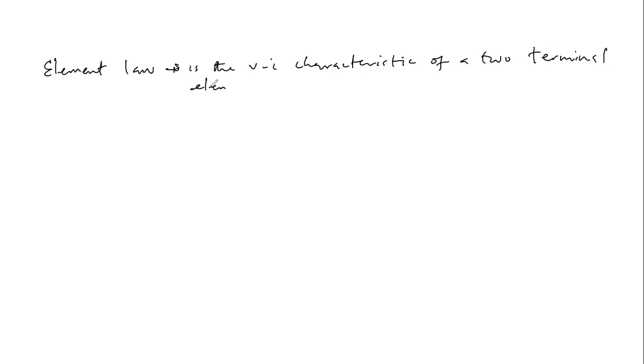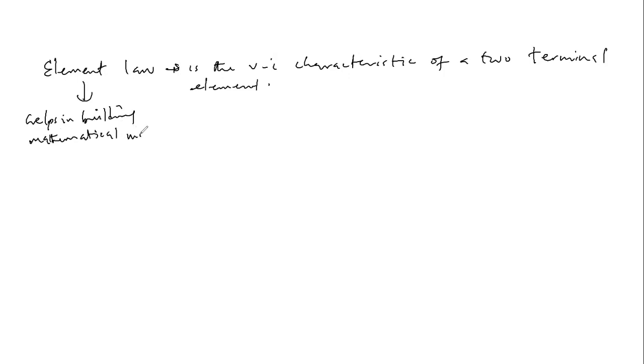Element law. Now, this is the voltage-current characteristic of a two-terminal element. Know that the element law helps in building mathematical models for the circuits.